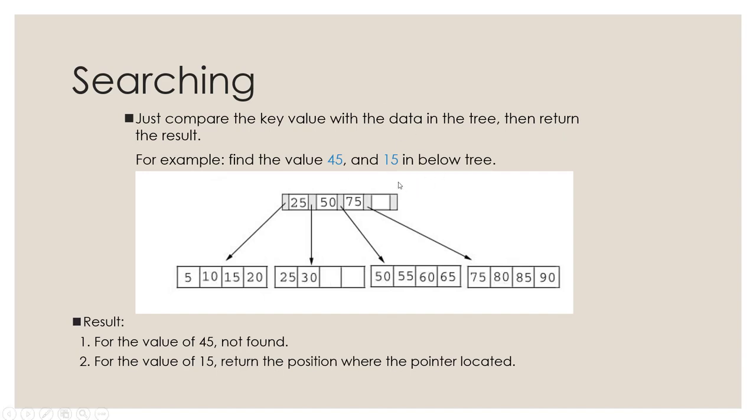The next value we're trying to find is 15. We go to the root. 15 is less than 25, so I follow this pointer. I go to this node. Okay, we do a search. So we compare. Is 5 equal to 15? No. Is this equal to 15? No. Is this? Yes. This is equal to 15, and we have found it. Okay, so that's how you do a search, starting from the root and just following the rule of less than, in between these two, and then greater than 75.